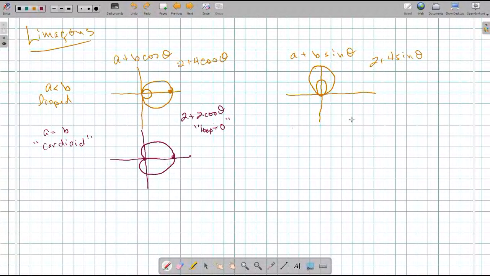And again, for 2 plus 2 sine theta, I'm going to start not at the origin, but I'm actually going to start 2 units away, because that's my constant term. And so I'm going to see this come up across, and then down under, to fill out the dimple in this cardioid.